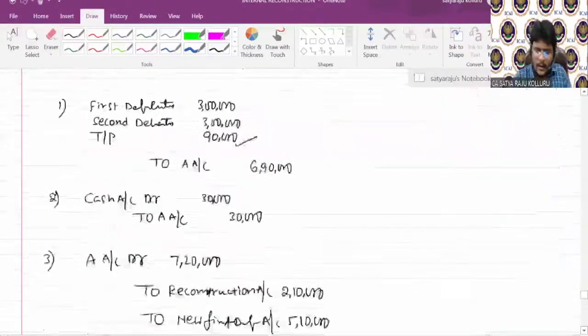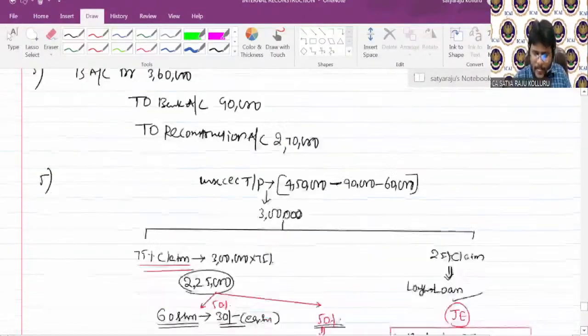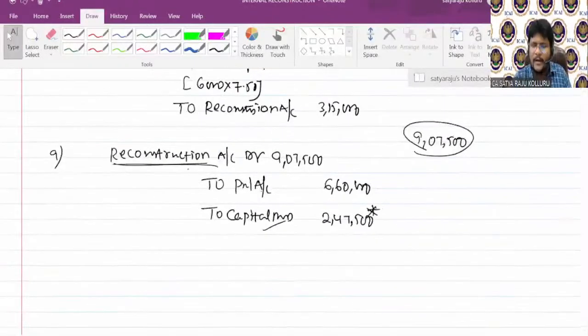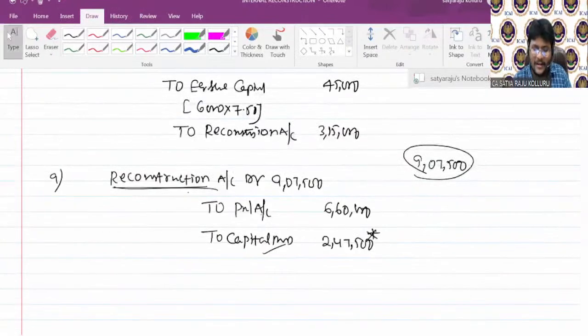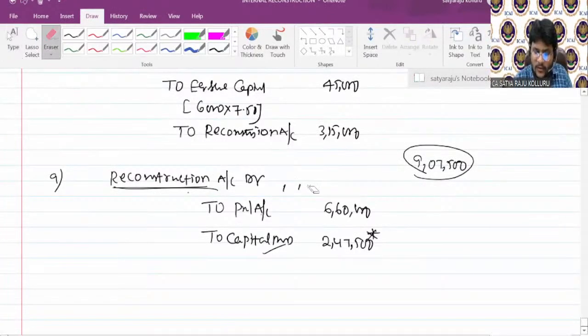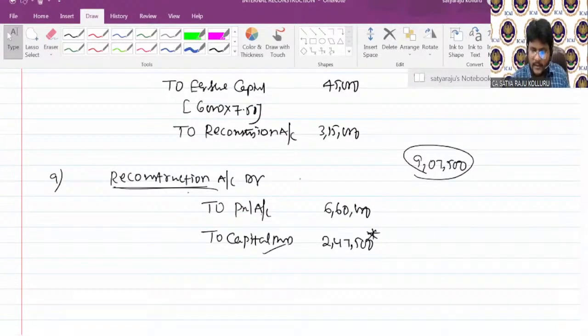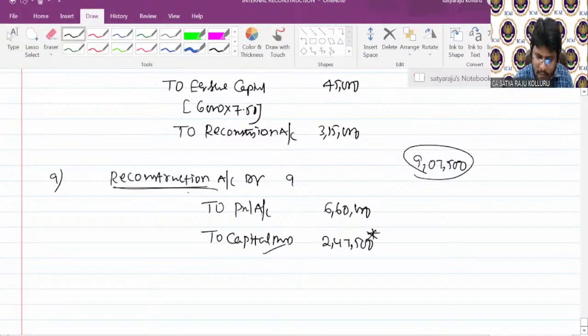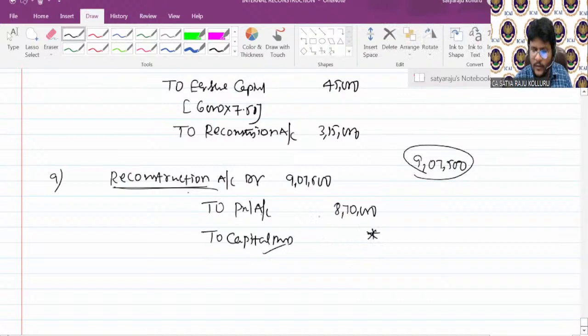Okay. Now, if you can knock off, just a second. In the flow, sometimes I will make clerical mistakes. Please bear with me. Okay, the reconstruction account balance is correct only. The reconstruction account balance is 9,07,500 only. But out of which the profit and loss account balance, knock off with 8,70,000, right? The remaining balance you can transfer to capital reserve. Right now, how much? 37,500.